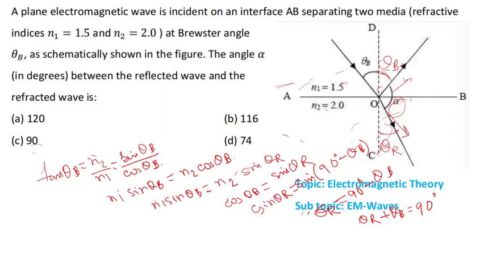The full angle here should be 180 degrees. So if these two add up to 90 degrees, then alpha should obviously be 90 degrees. So it is proved that the angle between the reflected and refracted wave is 90 degrees. So answer C will be the correct answer.